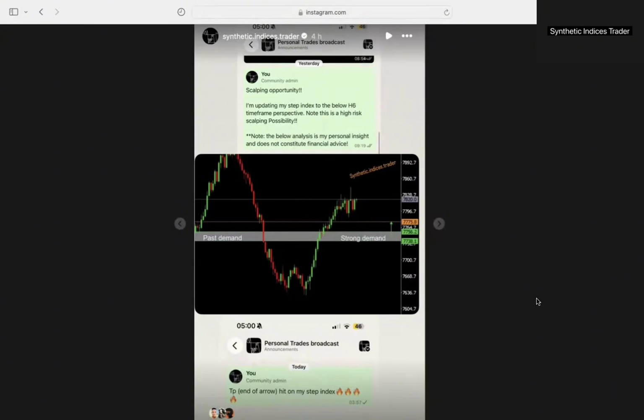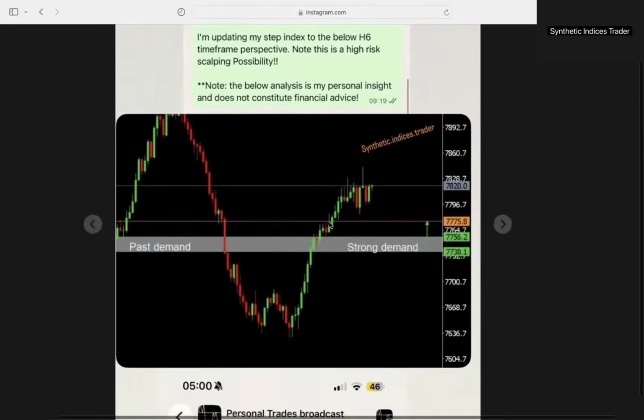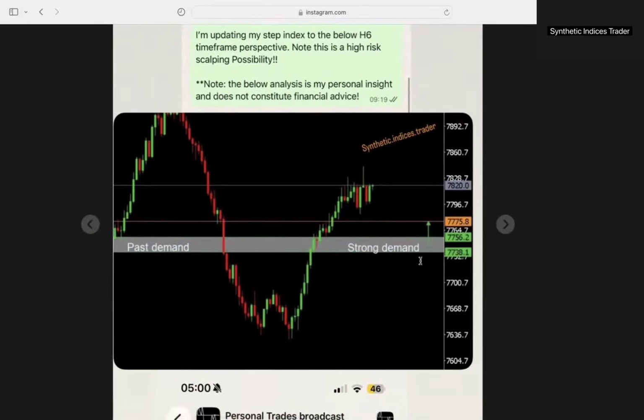So a great example is a step index trade that myself and the guys on my platform took. As you can see, I posted this on my Instagram, and it was a scalping opportunity on the H6 time frame. And of course, I was waiting for the market to come into this zone labeled strong demand, bounded by level 7756.2 and 7738.1. And the market did that.